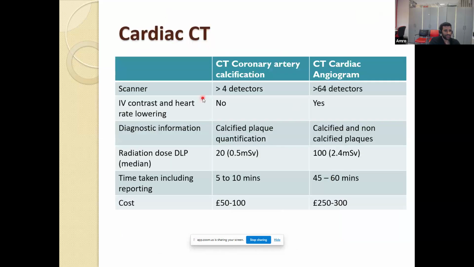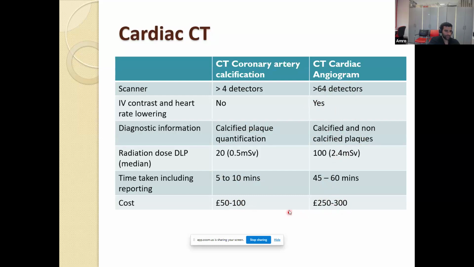So just to compare the different types of CT modalities: CT coronary artery calcification, you don't require contrast, you don't need to lower the heart rate. It gives you good information about the calcified plaque burden. Only 5 minutes through the scanner, and it's relatively cheap. CT coronary angiogram uses a lot more radiation, takes many more pictures, much longer in the scanner. You have to beta blockade them to get their heart rate down. You have to give them a contrast, and obviously we worry about contrast reactions and renal function. And it's much more expensive. It's about 3 times the cost.